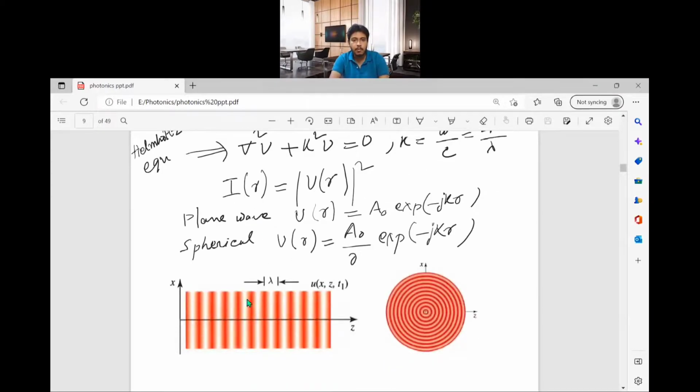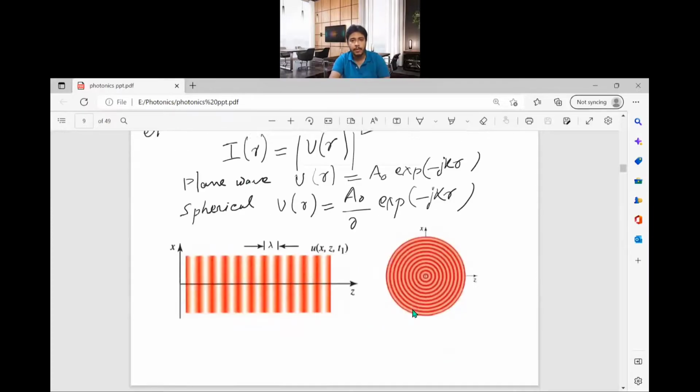So you have two types of waves. One is the planar wave, which has this expression, where the amplitude A0 will remain constant with respect to the distance r. And this is the spherical wave. Here the intensity will be reduced as a function of r. As we move more towards the radius, the intensity will decrease. This is A0 by r. So these are the two expressions for the planar and spherical wave.